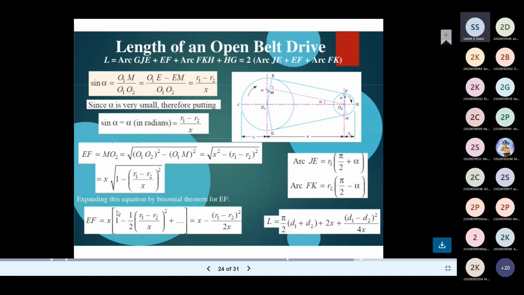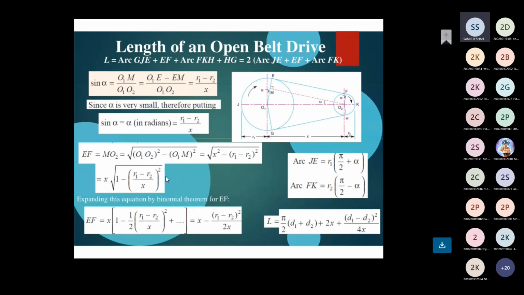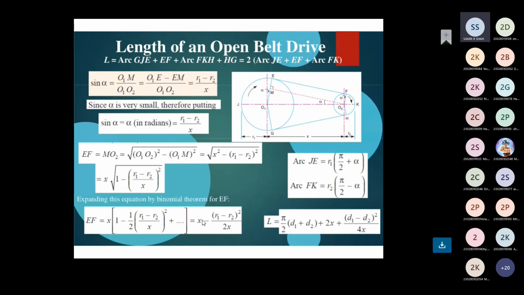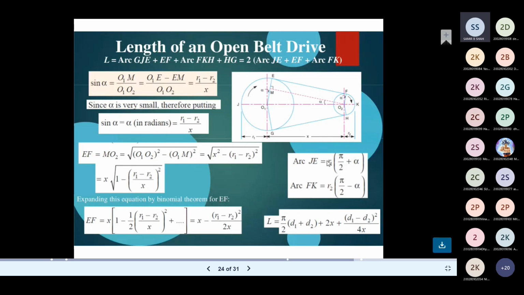So you can see EF is equal to MO2, which is equal to O1O2 square minus O1M square. In this way, X is common. So X in the bracket, 1 minus, here no X, so multiply by X raised to square. So this is called EF. If we extend this equation, then we get it this way. So total arc JE, we get this. Arc FK, we get this. And remaining EF, we get this.